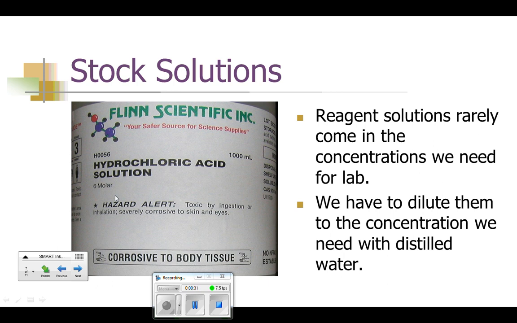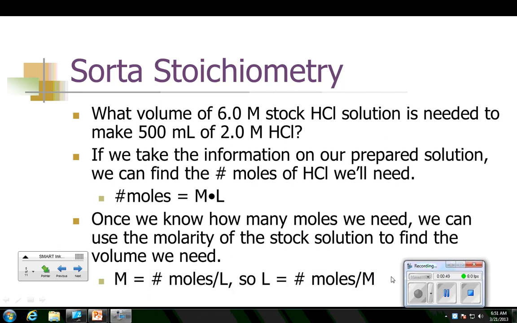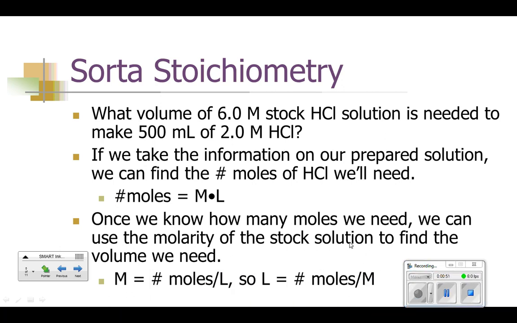And hydrochloric acid does come in even more concentrated solutions, but we would be unlikely to use a 6 molar solution in the everyday chemistry lab, so we'll have to dilute this solution down to something more reasonable. So let's see how we would go about doing that. If we had a problem like this: what volume of 6 molar stock solution, like the one on the previous slide, is needed to make 500 milliliters of 2 molar hydrochloric acid solution?